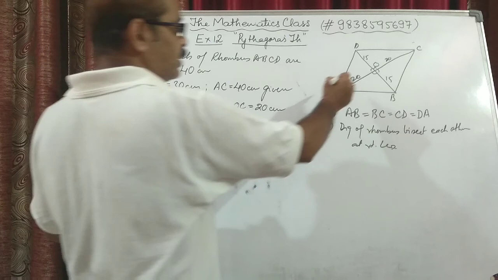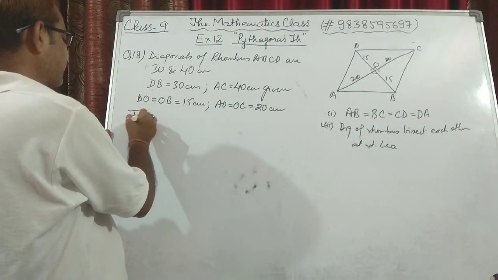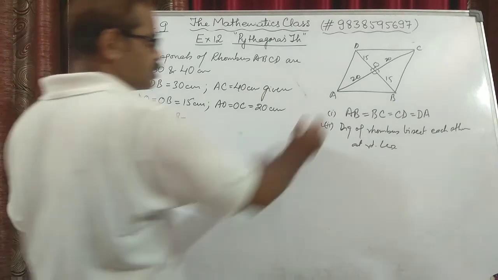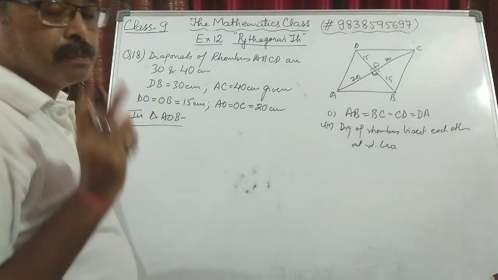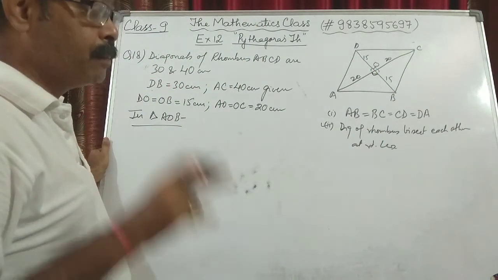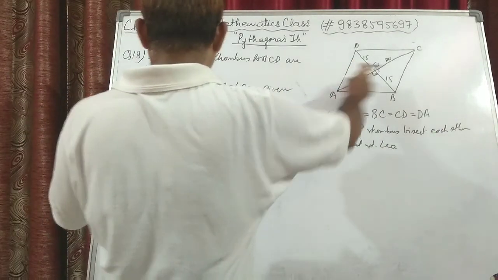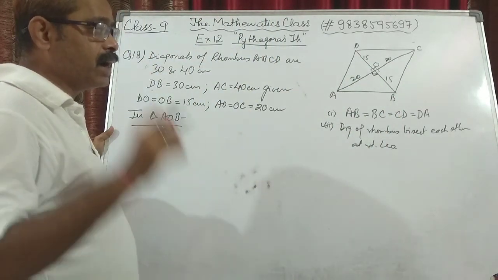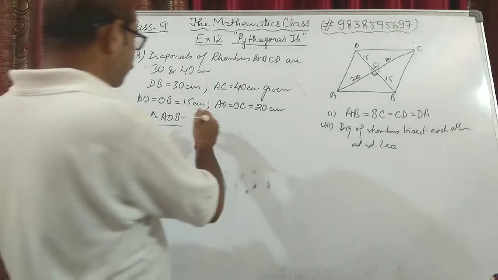Now in triangle AOB, you see that angle O is 90 degrees. Why? Because diagonals bisect each other perpendicularly, or at right angles. It means angle O is 90. So triangle AOB will be a right angle triangle with AB as hypotenuse.